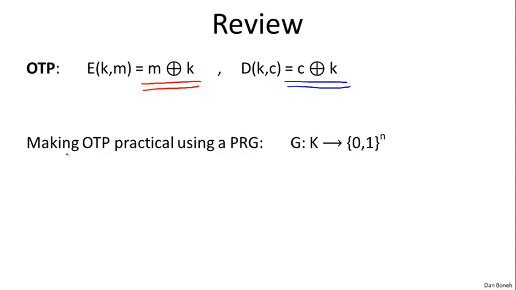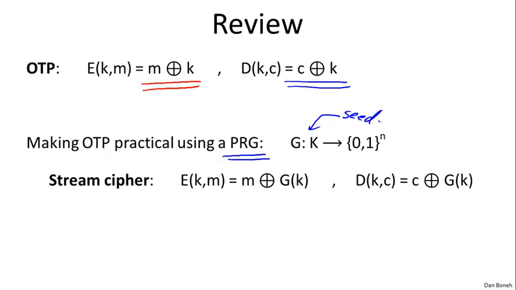We then talked about a way to make the one-time pad practical by using a pseudo-random generator that expands a short seed into a much larger message. And the way a stream cipher worked was essentially the same as the one-time pad, but rather than using a truly random pad, we used a pseudo-random pad that's expanded to be as long as the message from the short key that's given as input to the generator.